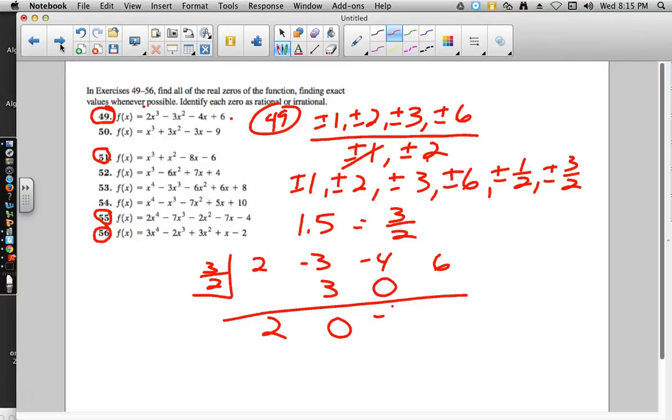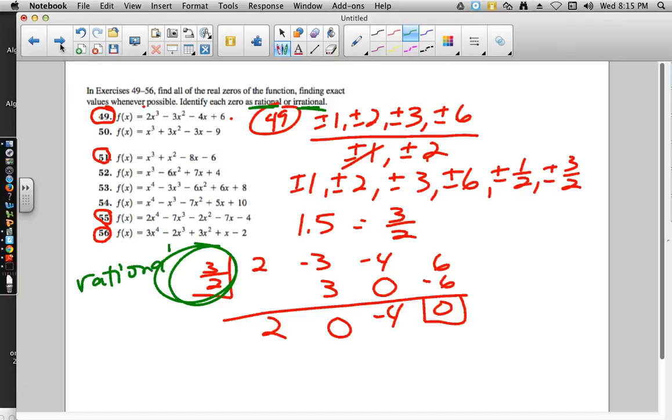In the box we add and we get negative 4, and then we would take negative 4 times 3/2 and that would give us negative 6. And this is now guaranteed as a 0. We have verified. That's what it's called when we do synthetic and see that the remainder is 0. So that is one of our zeros. And rational versus irrational. Rational means ratio, which is a fraction. This is definitely a rational 0.